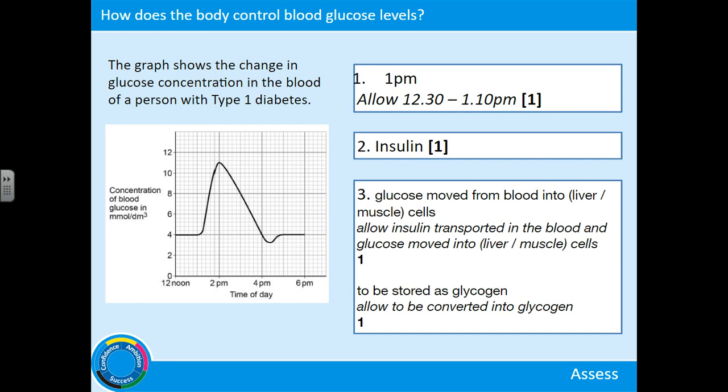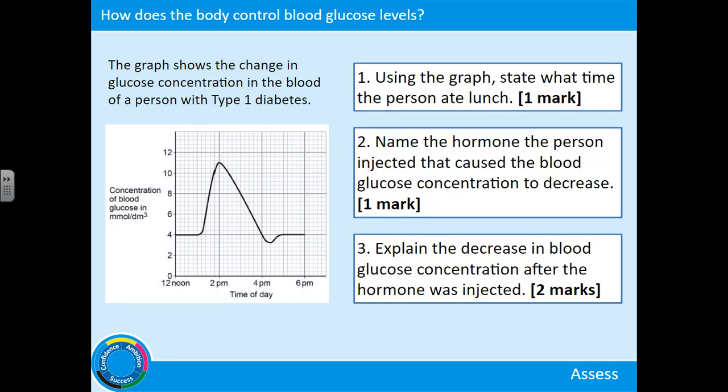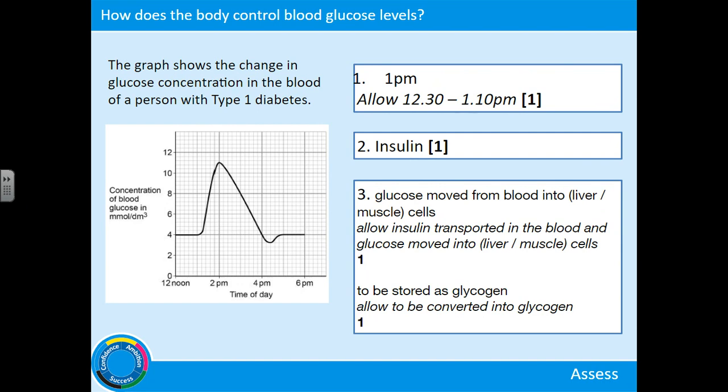And then number 3, let me explain the decrease in blood glucose. Why did the level of glucose drop after insulin was injected? Insulin causes the liver to start storing excess glucose as glycogen. So glucose is moved from the blood into the liver or the muscle cells. That gives you 1 point. And then to be stored as glycogen, that gives you another point.